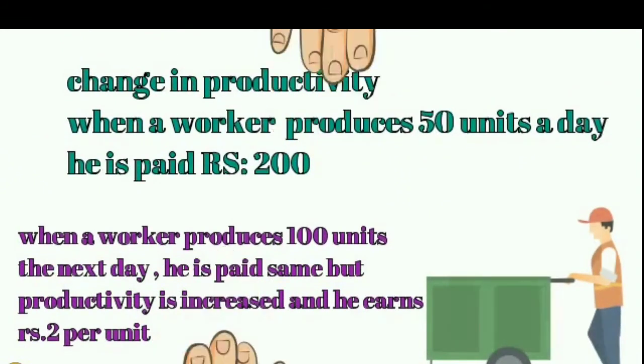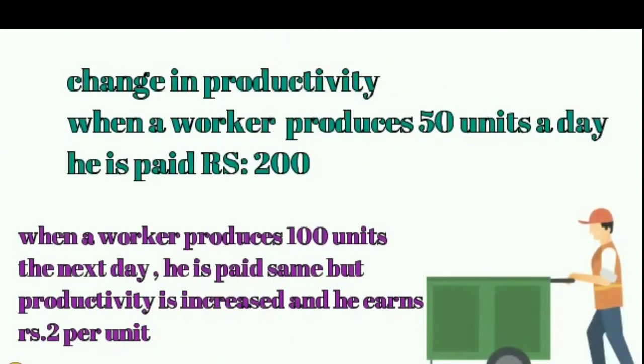Next thing is changes in productivity. When a worker produces 50 units a day, he is paid 200, which means per unit he is being paid 4 rupees. But the next day he produces 100 units, but he is paid only 200, so per unit he is paid only 2, right? So 200 divided by 100, our cost of production is decreasing and so our supply is increasing.